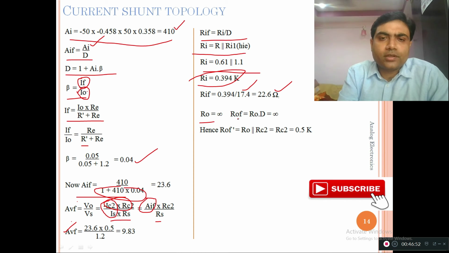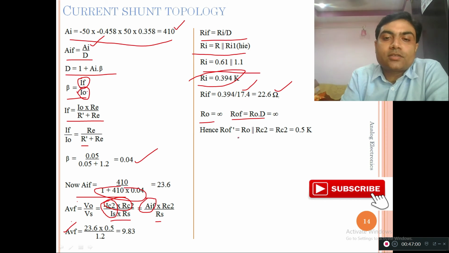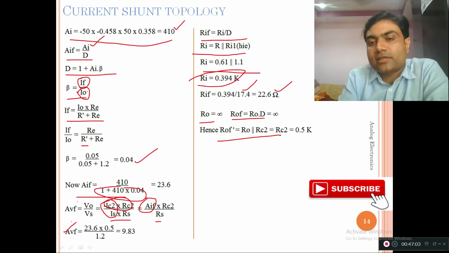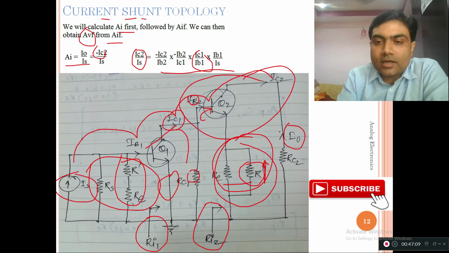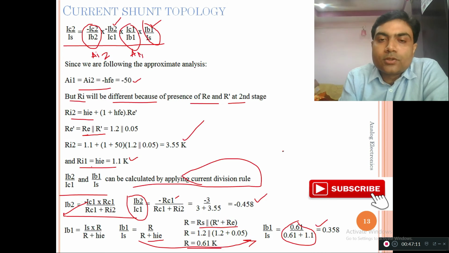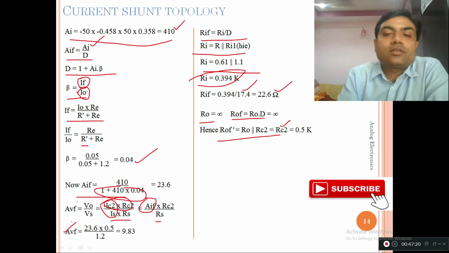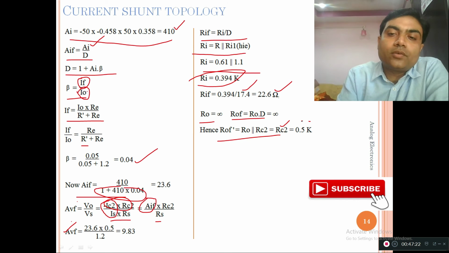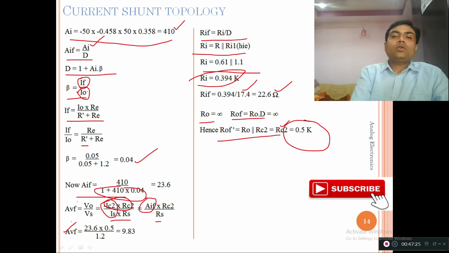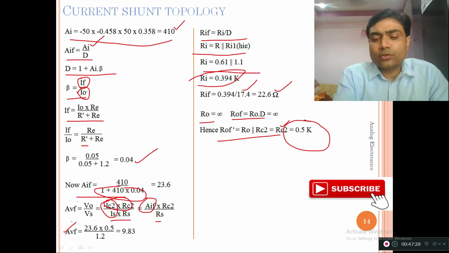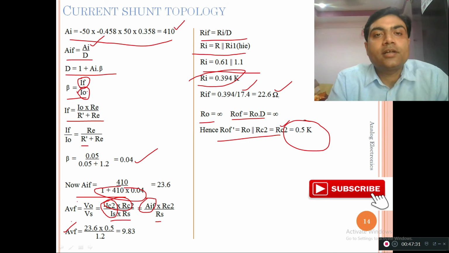Again, this is a common emitter configuration, and ROF again goes to infinity as well, so we can calculate the ROF dash as we have done in the previous case as well. It comes out to be the parallel combination of RO and RC2 here. RC2 is in parallel with the output impedance RO, and RO is infinity. Infinity in parallel with RC2 comes out to be the value of RC2 only, and RC2 is given in the question as 0.5 kilo ohms. So eventually we have got the value of ROF dash. So this is how we can analyze the current shunt topology.